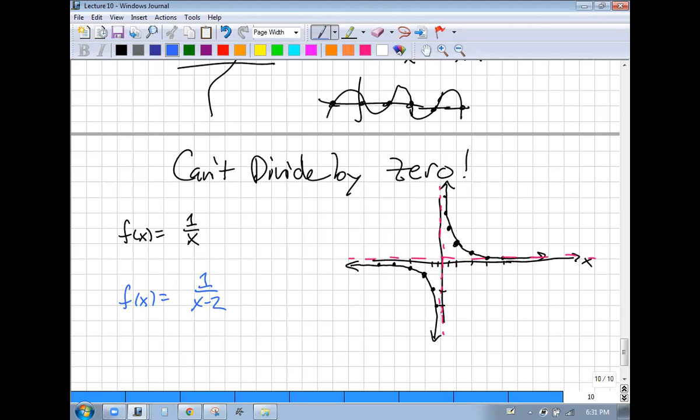Well, this is exactly 1 over x, but shifted to the right by 2. Right? Remember your transformations? And think about it. I can't plug 2 in, right? So if I was going to graph this, 1, 2, I can't plug 2 in, so that's where my vertical asymptote is. Otherwise, it looks exactly the same. My vertical asymptote is shifted to the right by 2. All the rest of the graph is shifted to the right by 2.